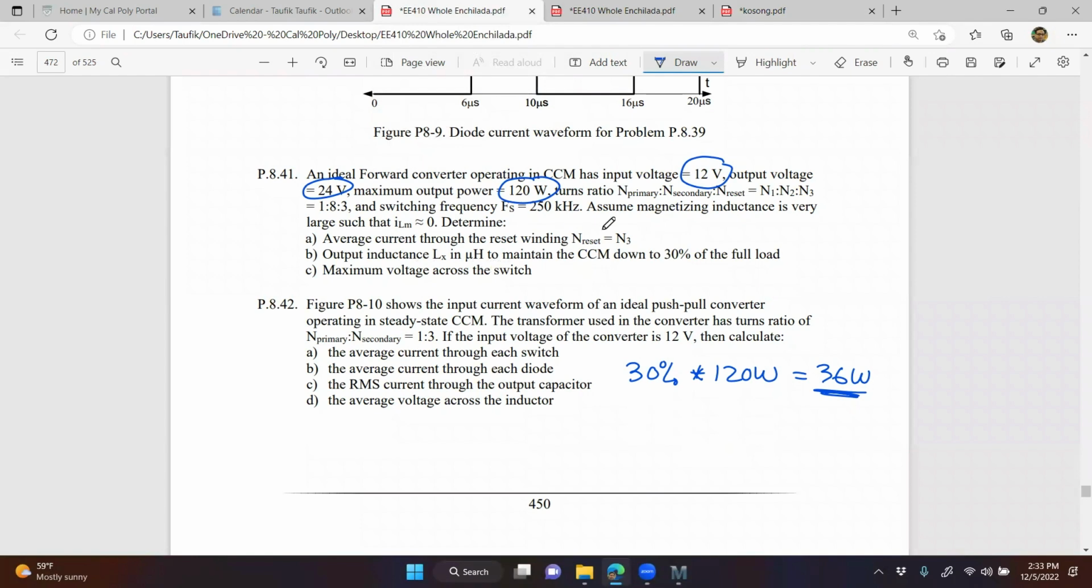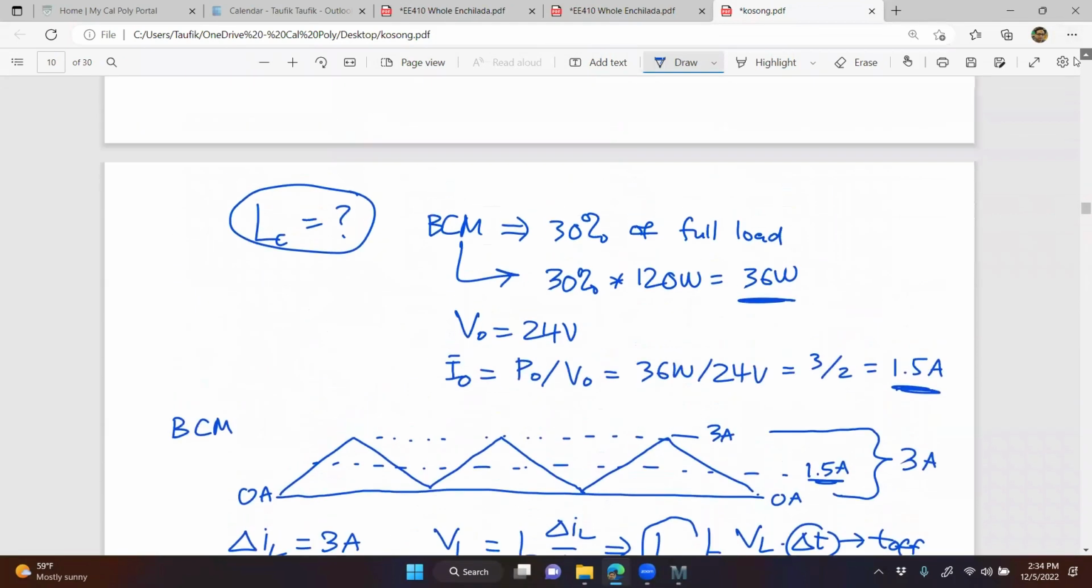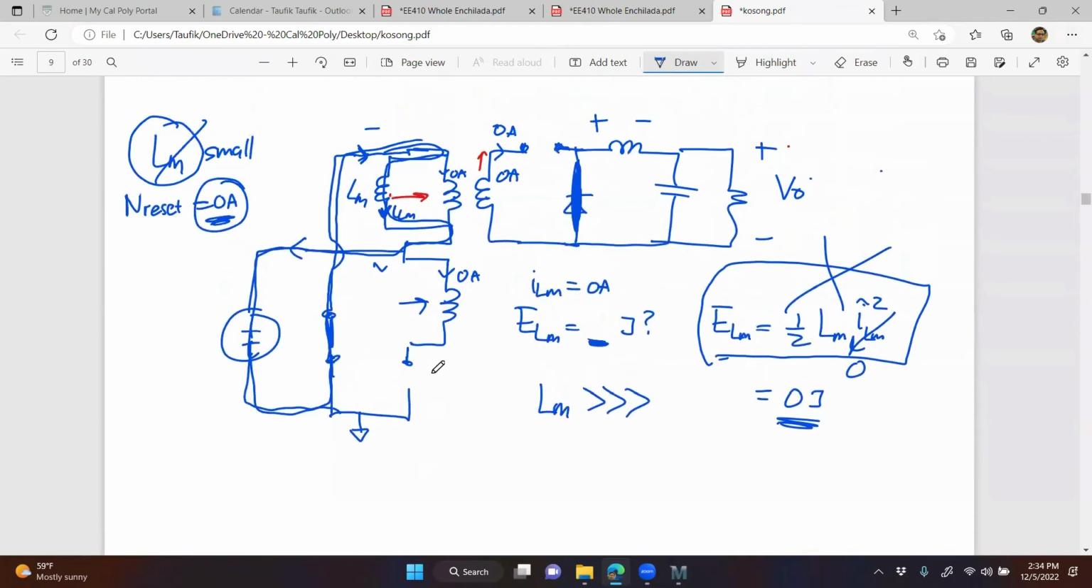Maximum voltage across the switch. Across the switch. Right here, when the switch is off. What is the voltage across the switch when the switch is off? That's going to be... Is it reflected voltage? Yeah, V in plus the reflected voltage from the top winding, right?